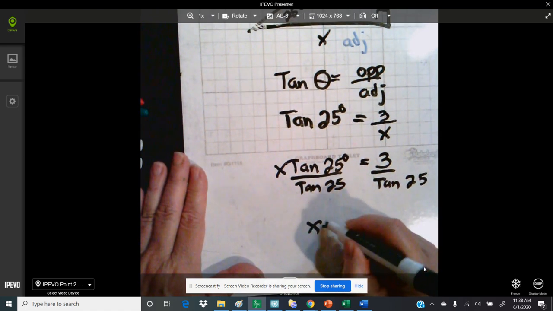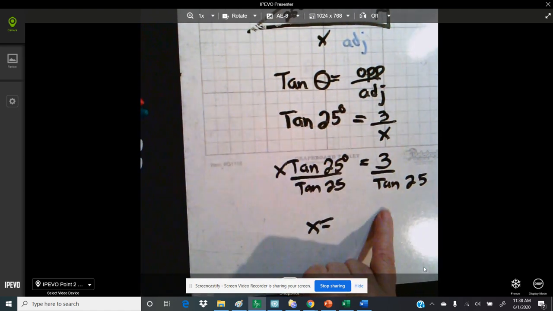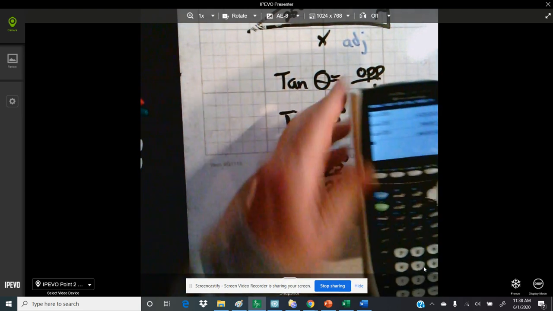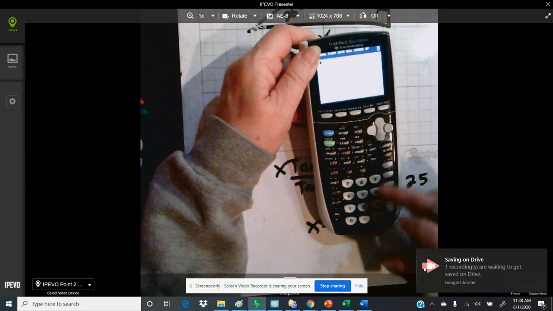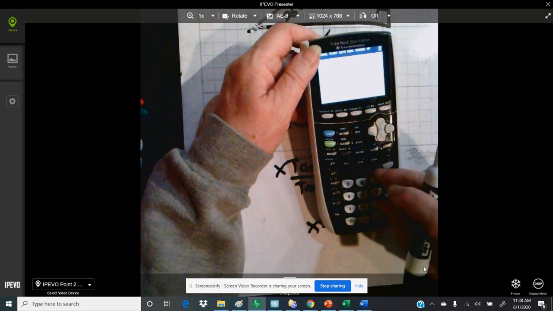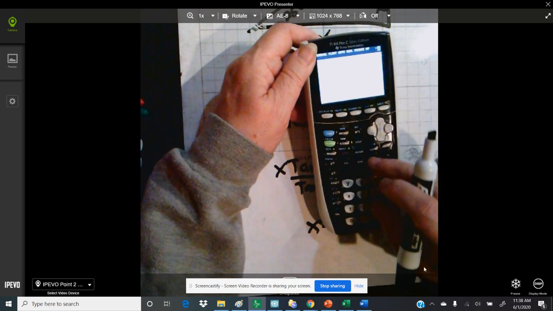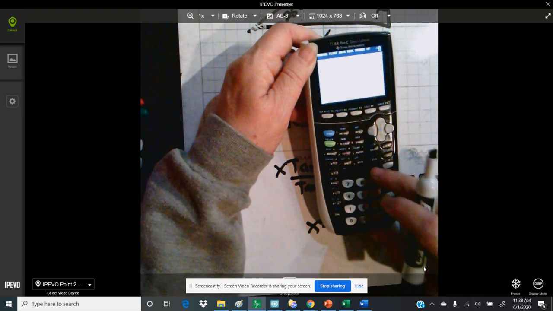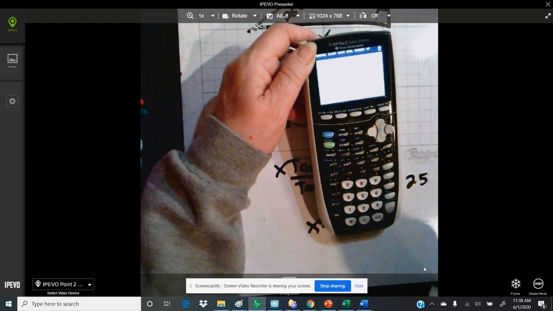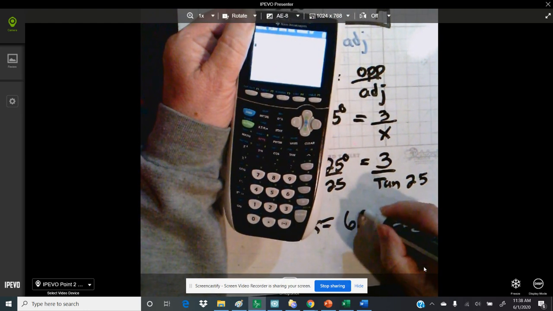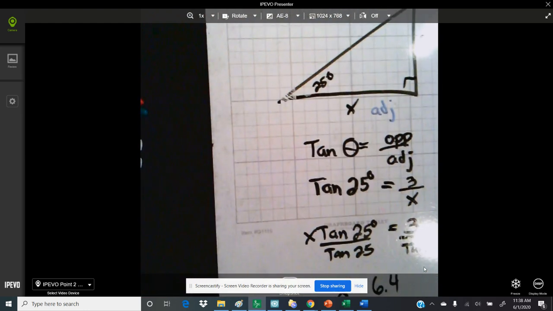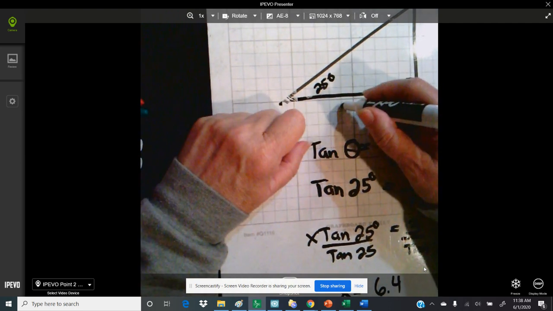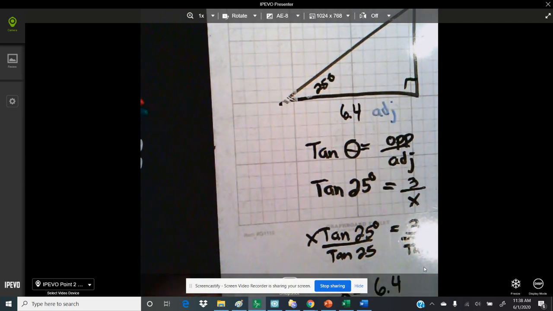And now I'm just going to put this in my calculator, 3 divided by the tangent of 25. So I'm going to go to my calculator. I'm going to say 3 divided by, I'm going to have to hit that tangent button, and then 25. And I'll get 6.4 if I round to one decimal place. So now I know that this side length here is 6.4.